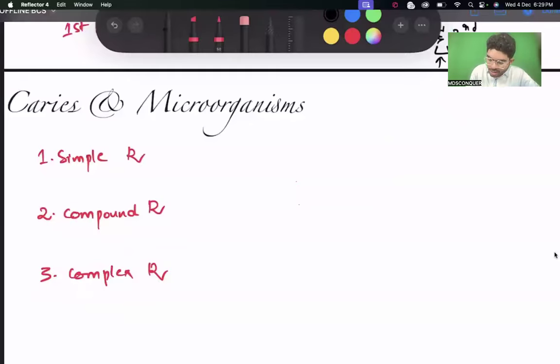A simple restoration involves one surface, compound is two surfaces, and complex is more than two surfaces. These are basically external surfaces. If a restoration involves one surface, it is called simple. If it involves two surfaces, it is called compound. If it involves more than two surfaces, it is called complex.